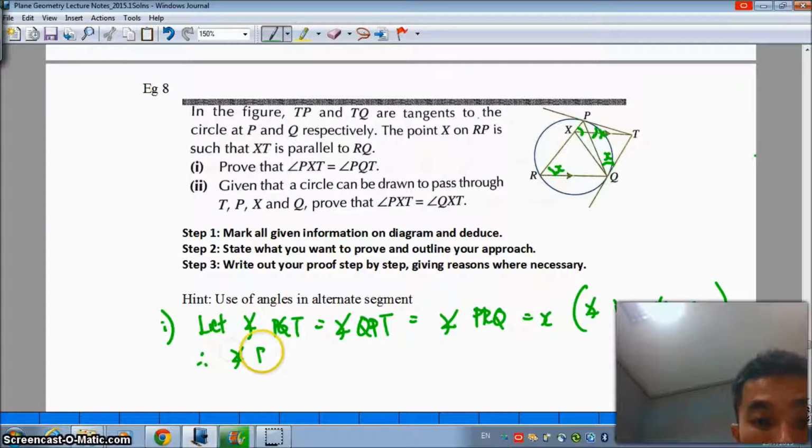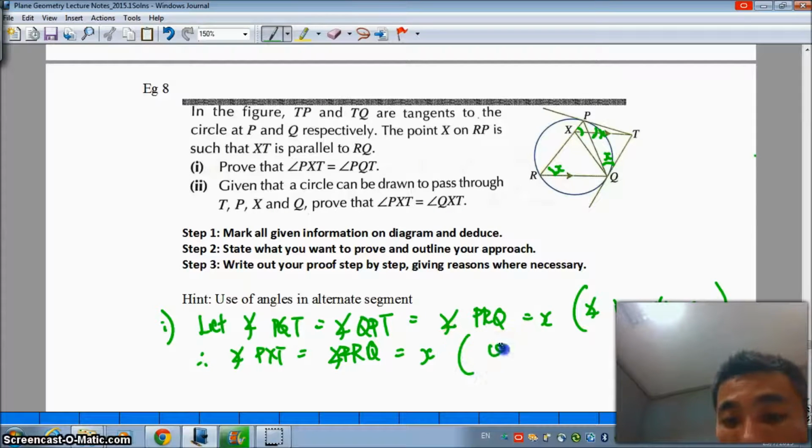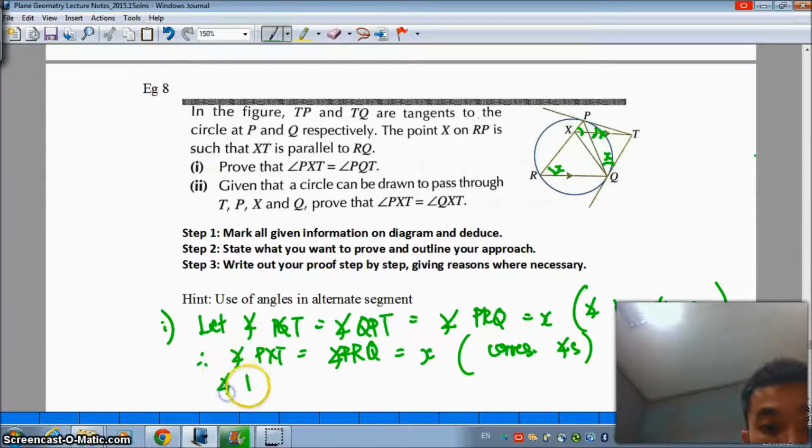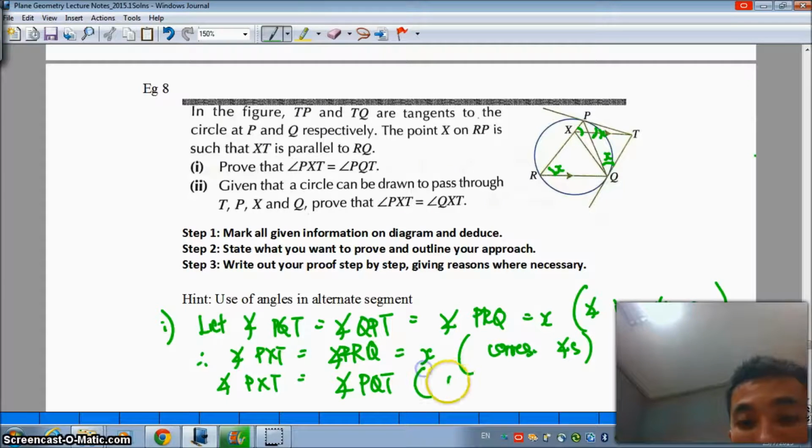Therefore, angle PXT is going to be equal to angle PRQ, and this in turn is going to be X based on corresponding angle. Since all of them are angle X, therefore please conclude that angle PXT is equal to angle PQT. And there we are, done for the first part.